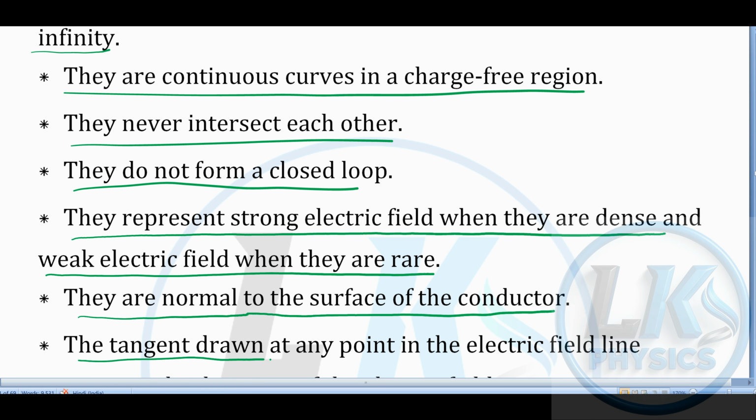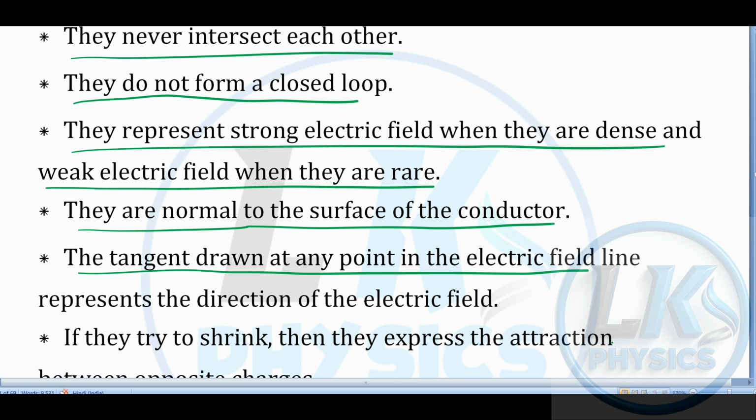The tangent drawn at any point in the electric field lines gives the direction of electric field intensity at that point. These are some properties. If this question is asked for 2 marks, then you can write two properties. If it is asked for 3 marks, then you can write three properties or more.